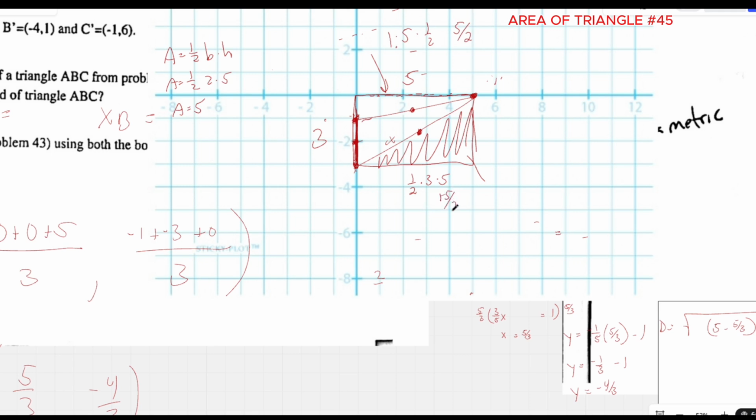15 halves. Okay, so we've got 15 for the box, take away 15 halves for this triangle, take away another 5 halves for that triangle. Let's see, 15 minus 20 halves is 15 minus 10, which is 5.